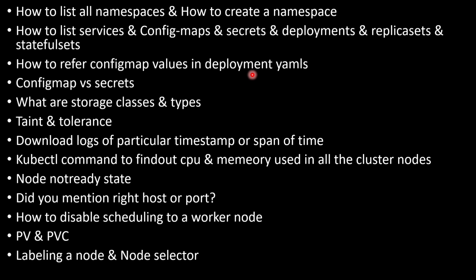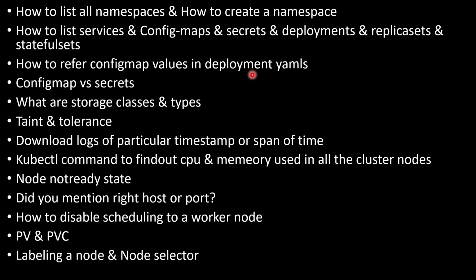What are storage classes and types? Storage classes are basically two types, automatic and manual. Whenever you create a storage class by mentioning a particular path, your PVCs will get scheduled in that particular location. Automatic means you don't need to create any PV. Once you mention your claim, PV will be created automatically, and you can use your persistent volume claims from the particular location you mentioned in your storage class.